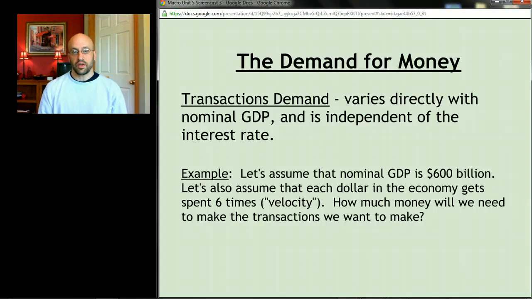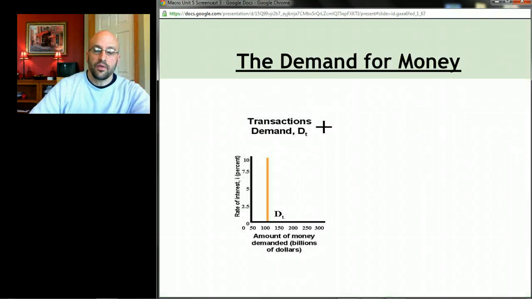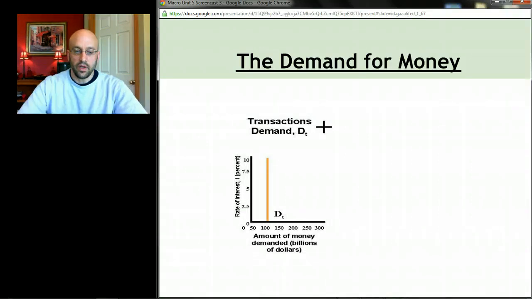To figure out what transactions demand would be, we have to figure out how many dollars we need to buy that $600 billion worth of goods and services. Well, if there's $600 billion worth of stuff to buy and every dollar gets used 6 times, we're going to need $100 billion to buy all the stuff that we want to buy. That's transactions demand. So we're going to place that on a graph, and we're going to start off with a graph that looks like this.